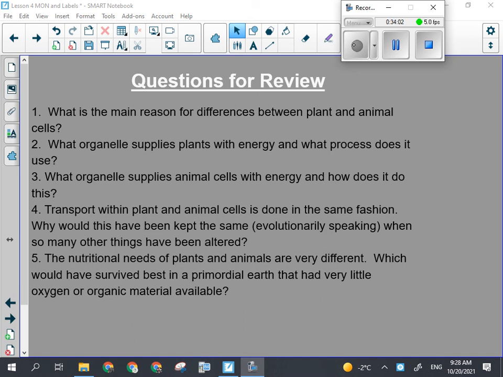Okay, and then number 5, the nutritional needs of plants and animals are very different. Which would have survived best in a primordial earth that had very little oxygen or organic material available? Okay, so Earth is very young. Its atmosphere is mostly carbon dioxide. Sunlight is plentiful, right? But there's virtually nothing to eat. What's going to do well?